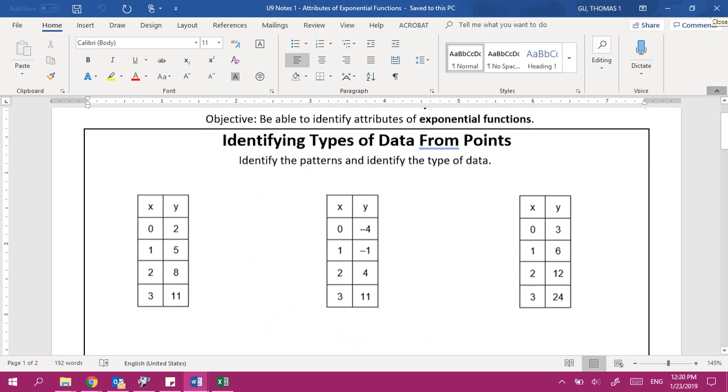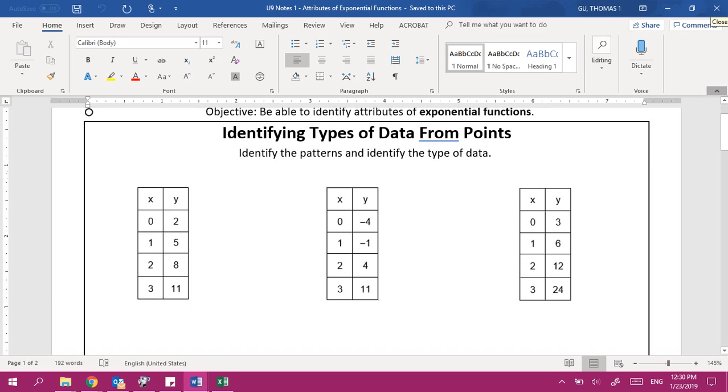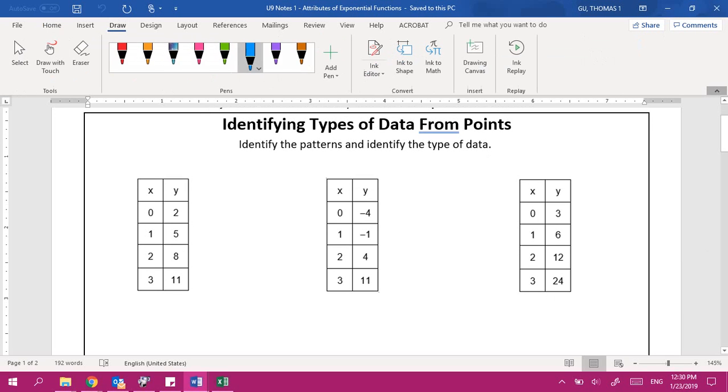All right, the first thing that we're going to do, though, is identify types of data from points. So notice here we got 3 tables, and we're going to identify the patterns in these 3 tables. So on table number 1, what's the pattern on the x's? What's happening from x to x? Yeah, you're adding 1 to each. Every time you just add 1. That's very important just so that we're keeping the x values consistent. But what is the pattern on the y values then? Plus 3, right.